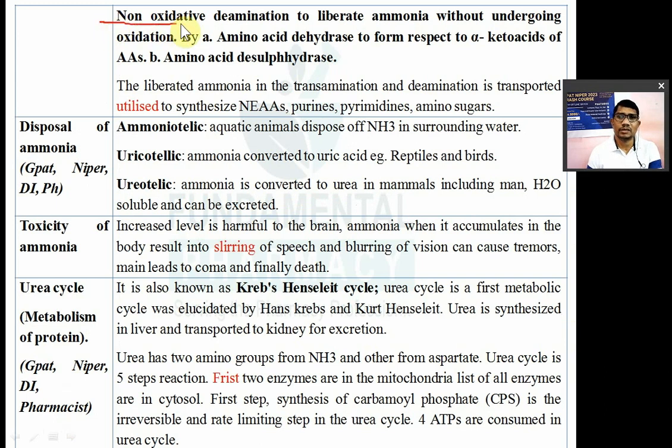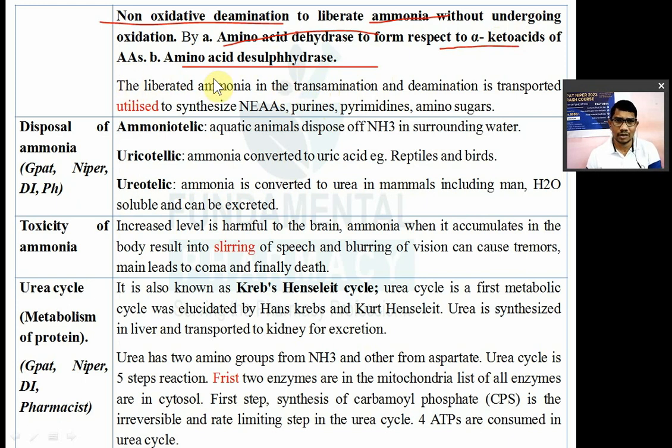Non-oxidative deamination generates ammonia without undergoing oxidation. There are two enzymes responsible for non-oxidative deamination. First is amino acid dehydratase, or hydrase, which forms the respective alpha keto acids. Second is amino acid desulfhydrase. They produce the respective keto acid and liberate the ammonia.